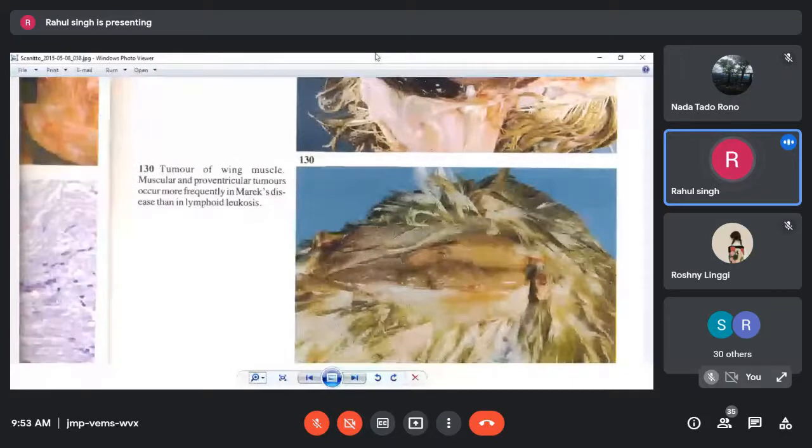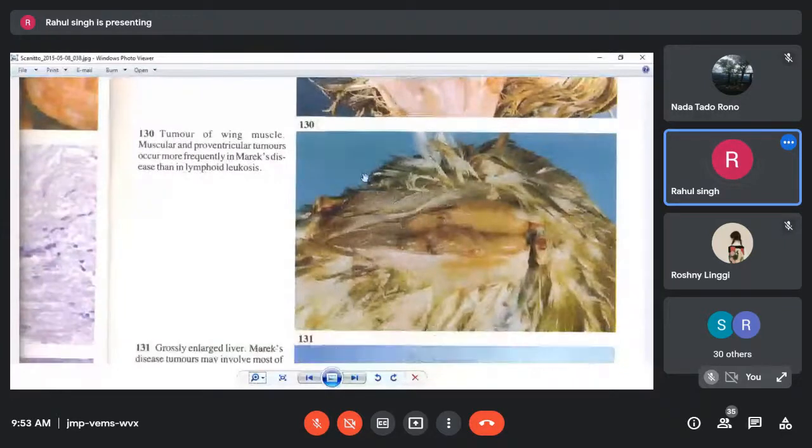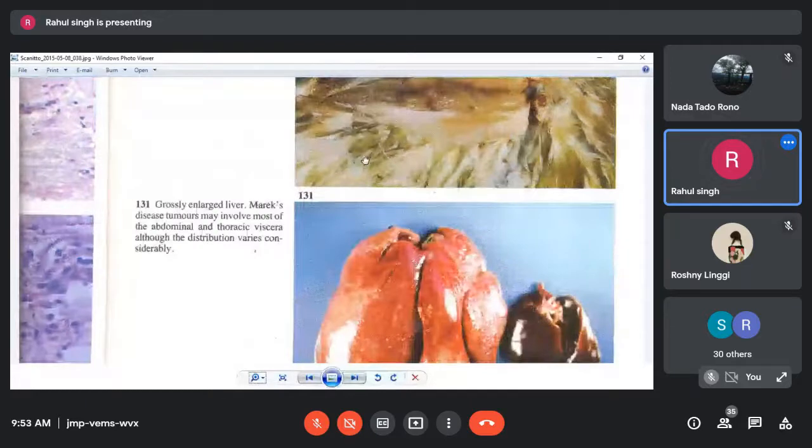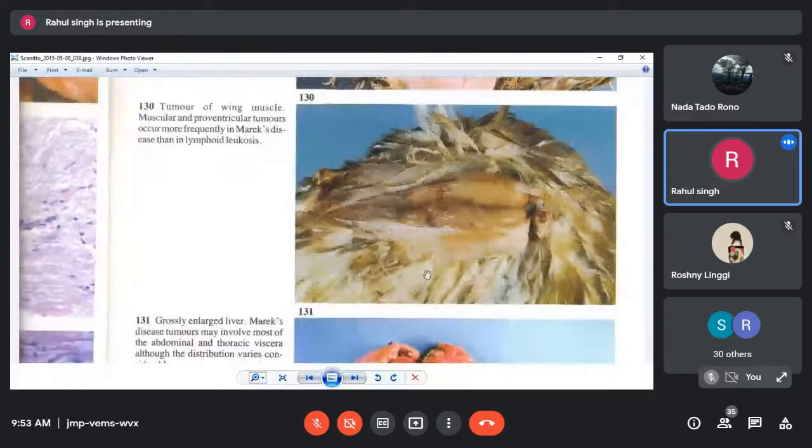This is a tumor in the wing muscle. Tumors can form anywhere in Marek's and ALC, and this is the tumor formed in the wing muscle. Now, this is a very important finding.